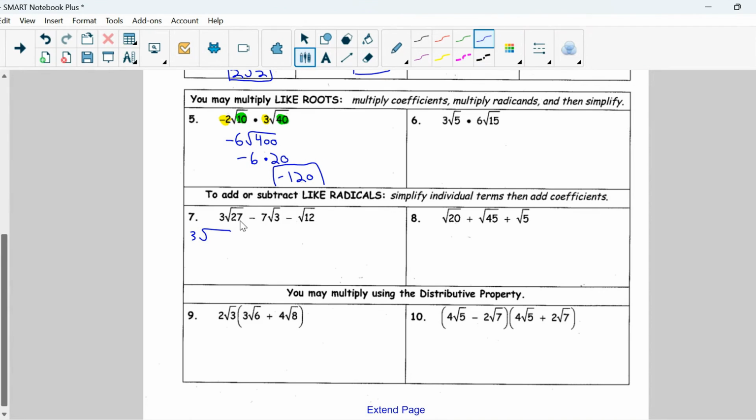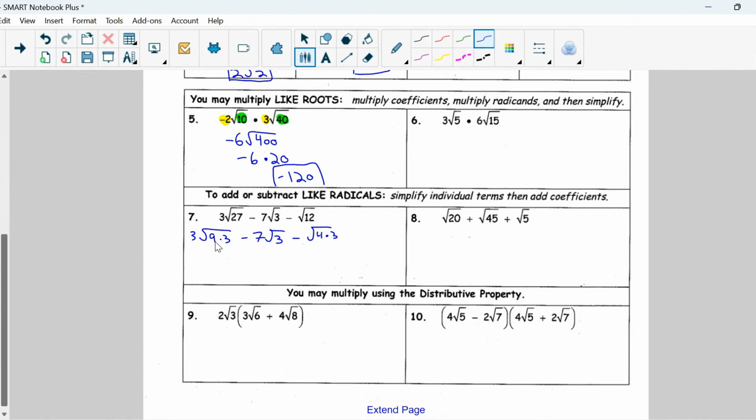In order to get a square root of 3, we could simplify 27 as 9 times 3, minus 7 times the square root of 3, which we cannot simplify, minus the square root of 12, and we can simplify 12 as 4 times 3. Okay, so let's go ahead and simplify each of our terms individually.